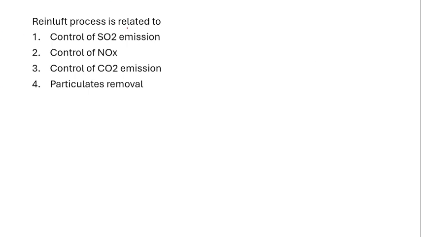Rain lift is a process which is related to control of SO2 emission, control of NOx, control of CO2 emission, or particulate matter removal? The right answer is SO2 emission. So in this rain lift process, what is used as the medium? Activated carbon. So activated carbon is used as the medium to control the emission of SO2.